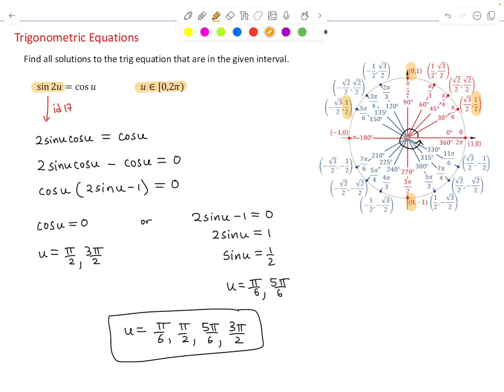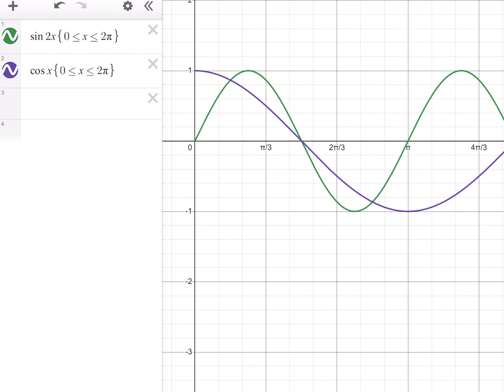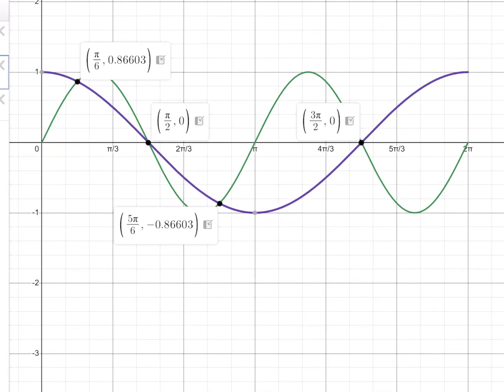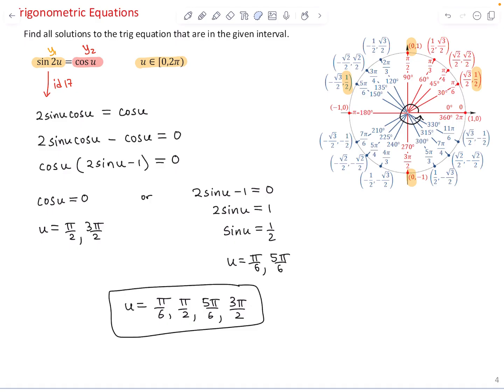Again, I'll graph this, treating the left side of my original equation as one function, and the right side of the equation as a second function, and looking for points of intersection, but limited to this window. And we get this graph with these points of intersection. Look at the first coordinates: pi/6, pi halves, 5 pi/6, and then 3 pi halves. All right, let's go to the next page.